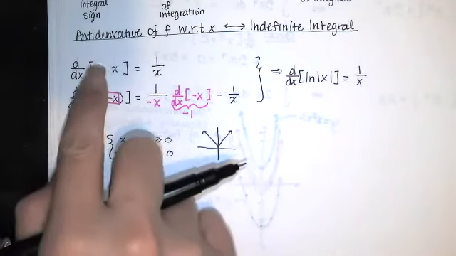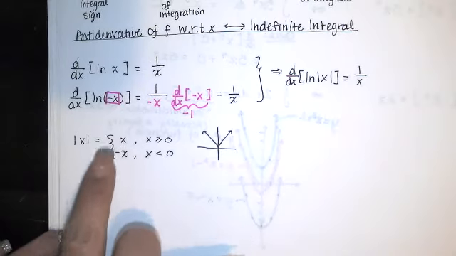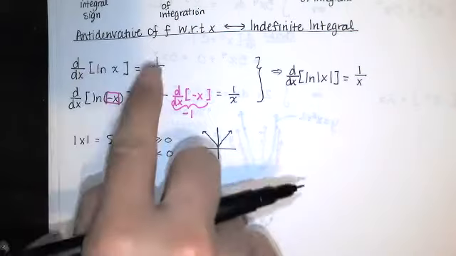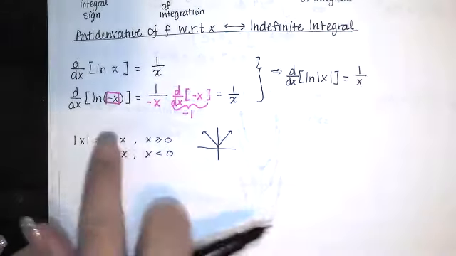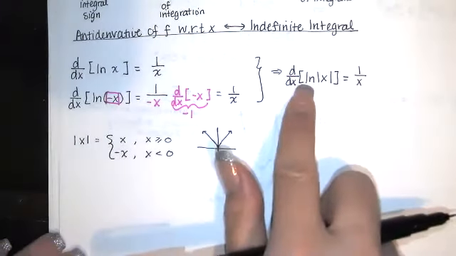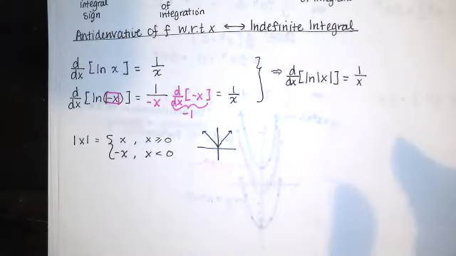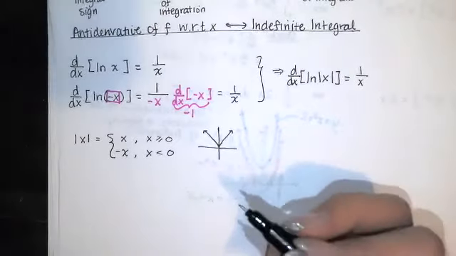I hope you see that when I take that x and that negative x, those are just two branches or two parts of this absolute value graph. If the derivative of this is 1 over x and the derivative of this is 1 over x, that must mean, since absolute value of x is this, the derivative of natural log of absolute value of x is this. Of course, we're assuming that x is not equal to 0. So that's a derivative rule.